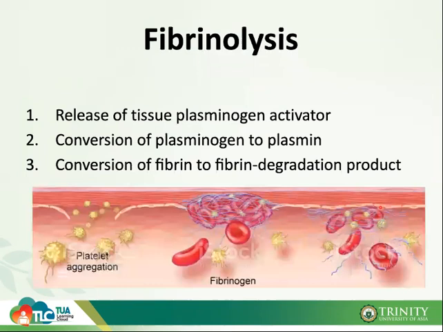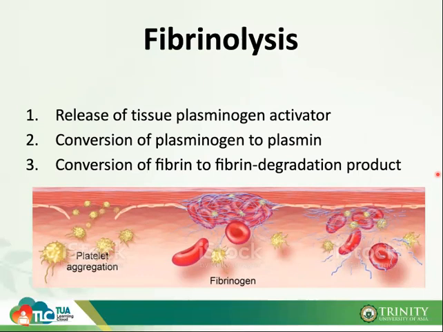So how does your fibrinolysis happen? First, release of tissue plasminogen activators, and then the plasminogen will be converted to plasmin. Now your plasmin will degrade or digest your fibrin, converting them to fibrin degradation products. Your fibrin degradation products, we'll be talking about that on the latter part of our hematology too. But hopefully, you understood the concept of hemostasis.